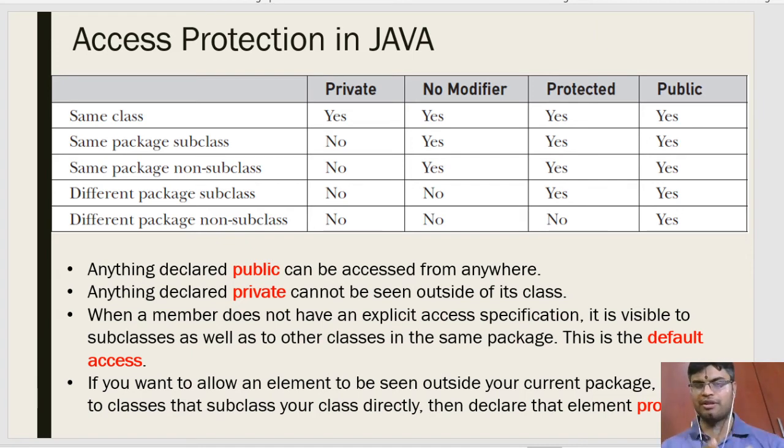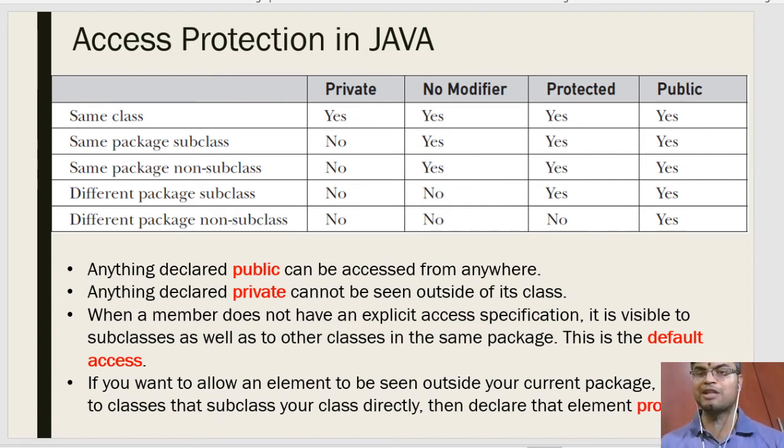Next, when you don't give any modifier in front of the function, so directly you write the function name, then it is called no modifier. In that case, that function is accessible within the same class, okay? Within the same package, the subclass can also access that function, okay? Within the same package, non-subclasses also can access that particular function if there is no modifier given for that particular function, okay?